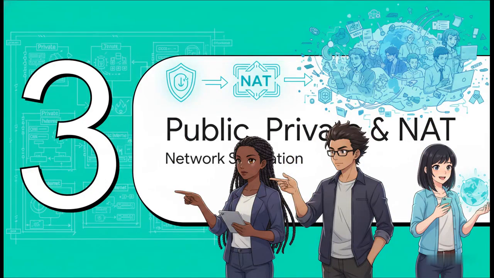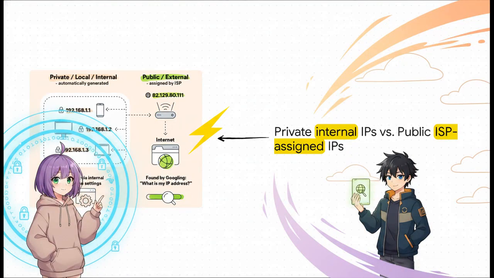Next up, Section 3, public, private, and NAT. Let's look at the architectural blueprint phase of this note and really understand how we separate secure internal networks from the totally chaotic, public-facing internet. Now, what's really interesting about this slide is this crucial split. In your private zone, your local devices, your computer, your phone, your smart TV, they're automatically assigned private internal IPs, like 192.168.1.1.